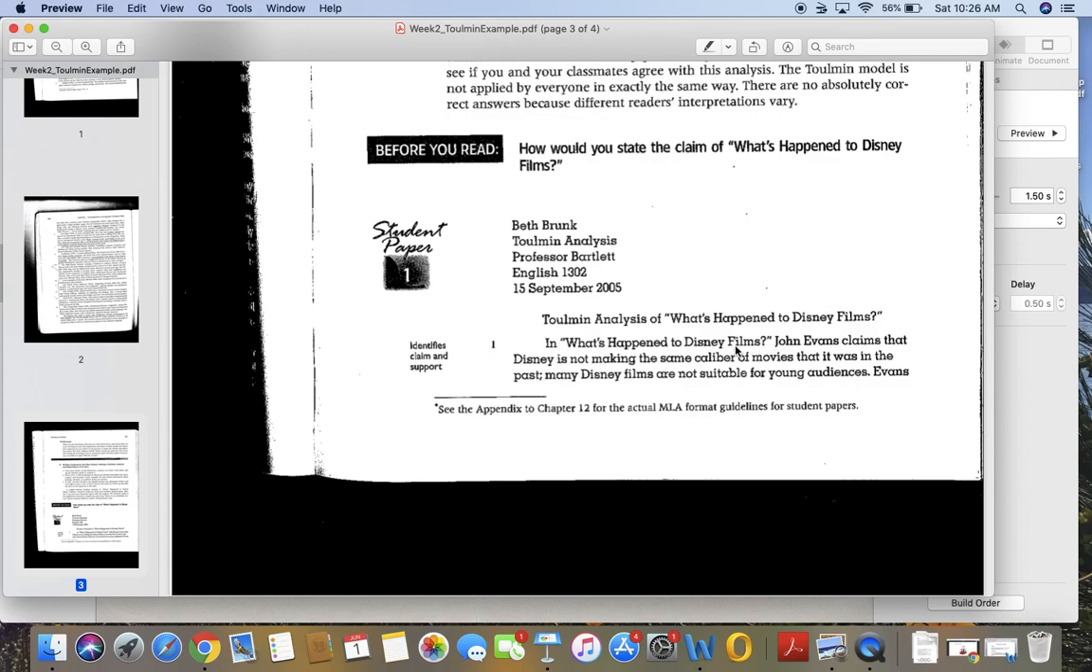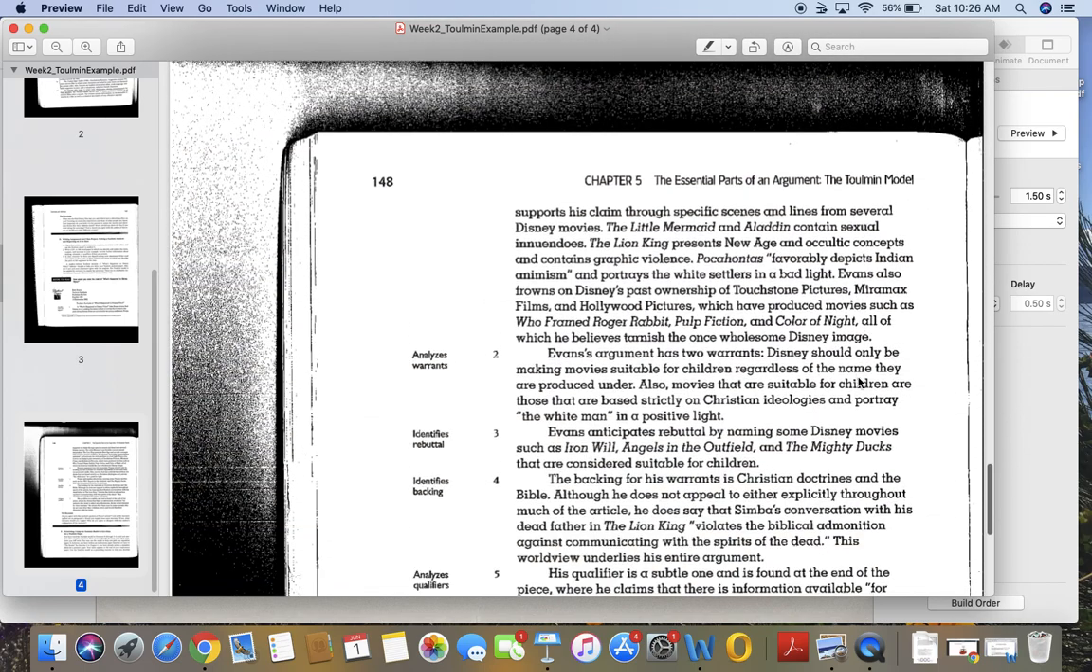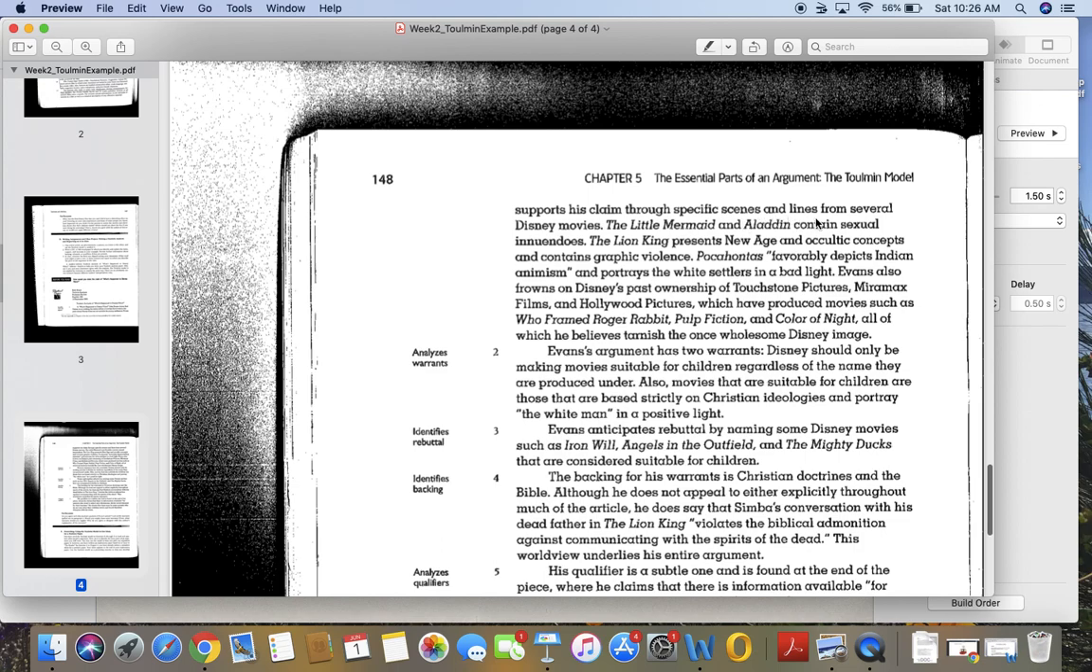So basically, you'll refer to the article, What Happened to Disney Films. John Evans claims that Disney is not making the same caliber of movies that it was in the past. Disney films are not suitable for young audiences. So basically, this is what the author claims. And make sure you use those words, right? Use the Toulmin terms. Evans supports his claim through specific scenes and lines from several Disney movies. And then the student gives, not every example, but several examples of how Evans supports his claim that Disney is no longer appropriate for young children.